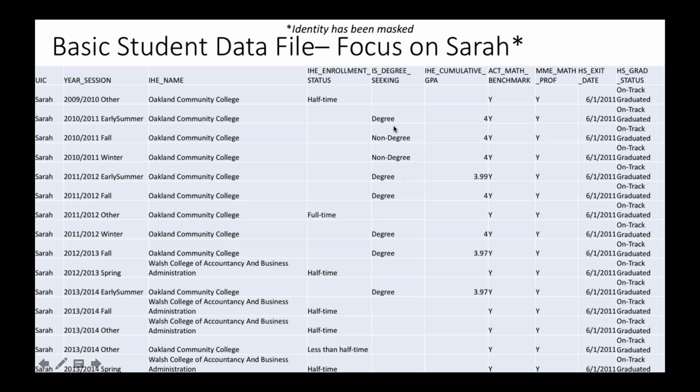Degree seeking: it looks like she was non-degree seeking for a minute, but she had been actively working towards some sort of degree. And I can also see her cumulative GPA at Oakland. I can't see it at Walsh. Walsh doesn't submit to STAR, and only STAR has GPA data.